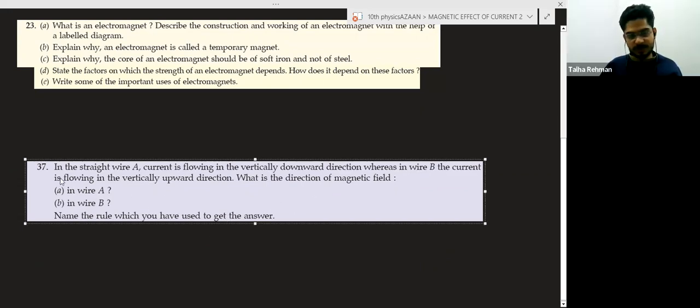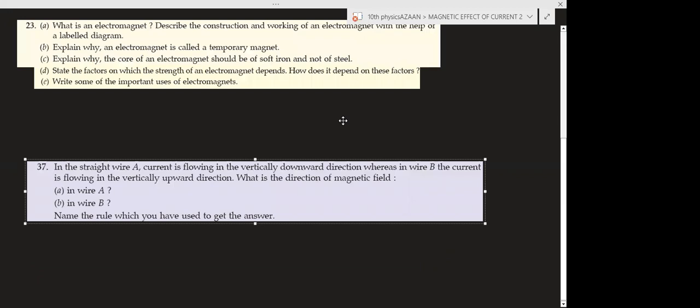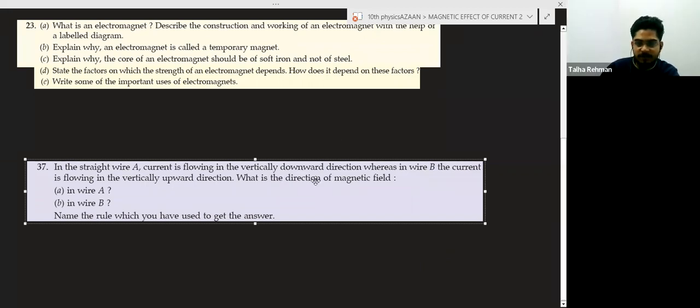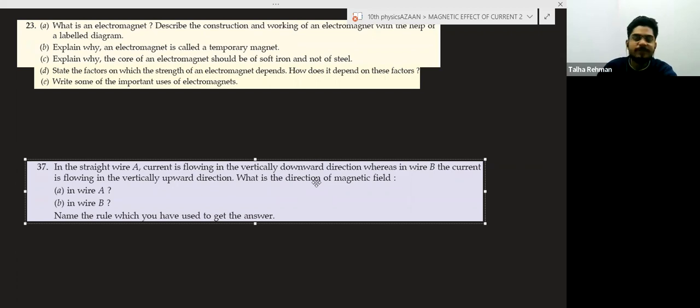Can you do this question? Question number 37, this one. Okay, sir. There is a straight wire with current flowing, where one wire has current vertically upward. You have to tell the direction of the magnetic field in wire A and in wire B. In wire B, the current is vertically upward, and in wire A, the current is vertically downward.